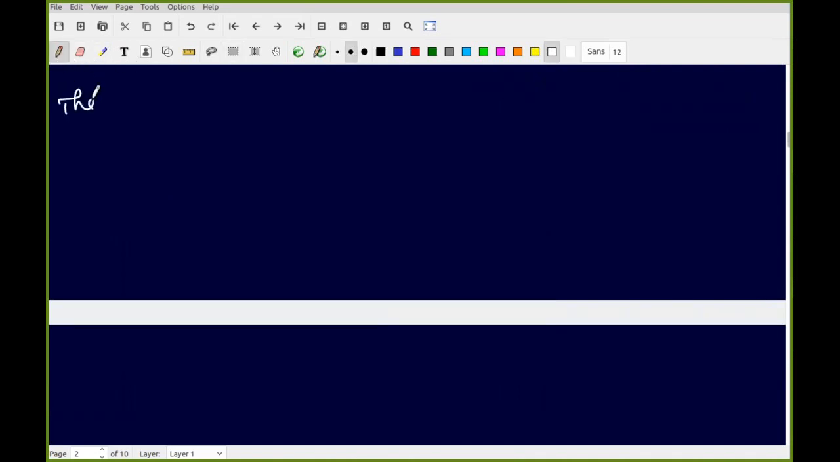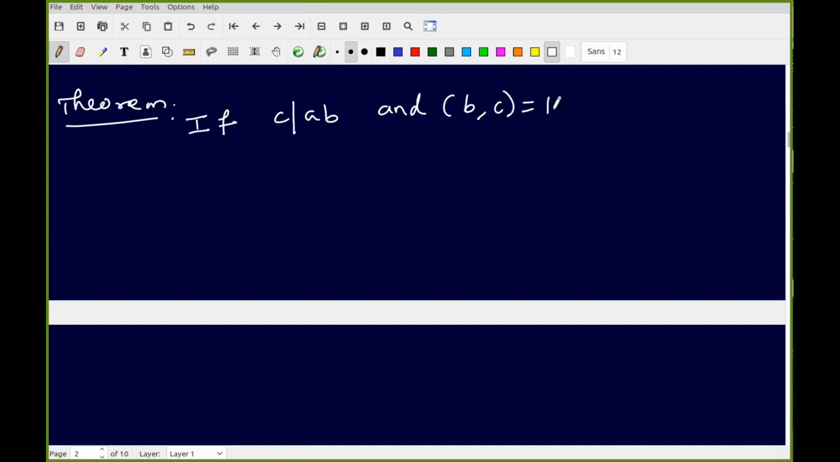So the next theorem, which is very, very important, will be used frequently in several places. If C divides AB and the greatest common divisor of B and C is 1, that is, B and C are relatively prime, then C divides A.